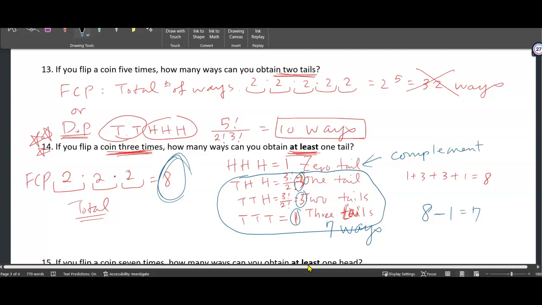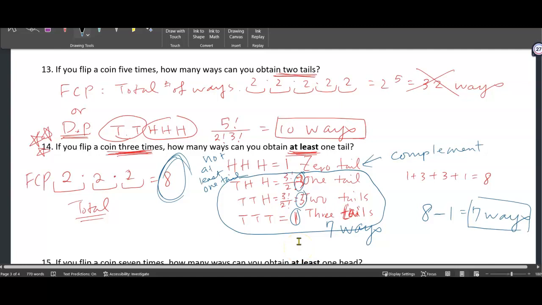Does that make sense? So this is not at least 1 tail, and that's what we call the complement. You can count the ones that are at least 1 tail, which is a lot of cases, or count the total and take away the ones that are not at least 1 tail. You will get the same answer either way. Which way is easier? Sometimes we do have more than one way to do things, and depending on which way you think is easier, you can decide which way you want to do it.